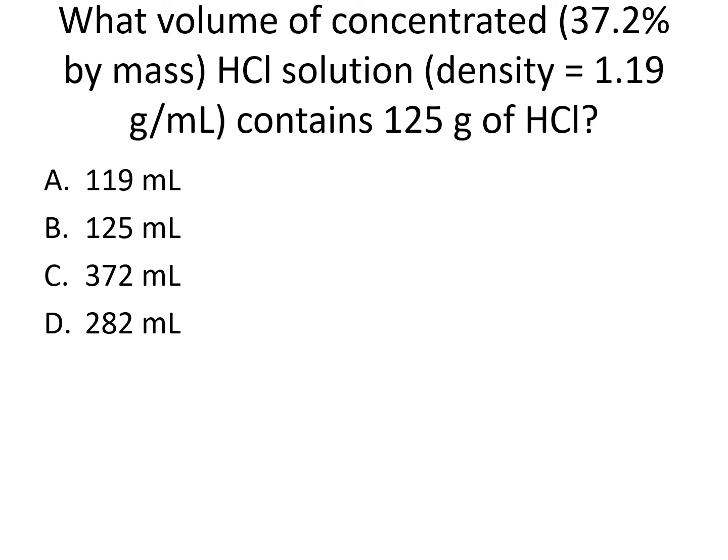So in this calculation, you're finding the volume of concentrated HCl solution that contains 125 grams of HCl. You're given a density, and you're given a percent by mass. So this is similar to the previous problem, but not exactly the same. You're going to use the same concepts, but here we're trying to solve for the volume of HCl solution that has that particular mass.